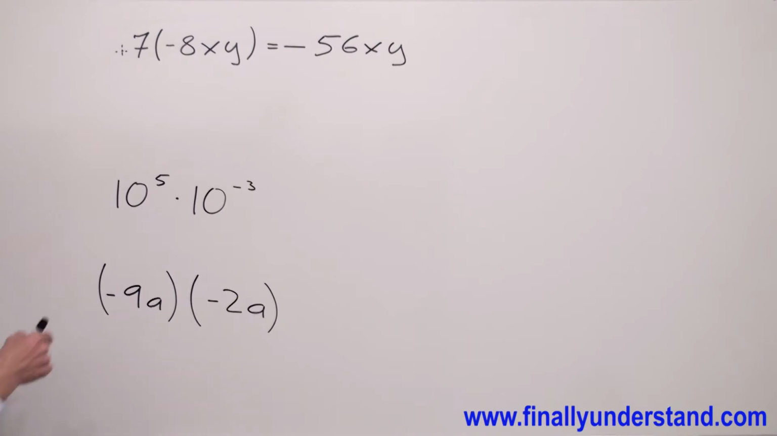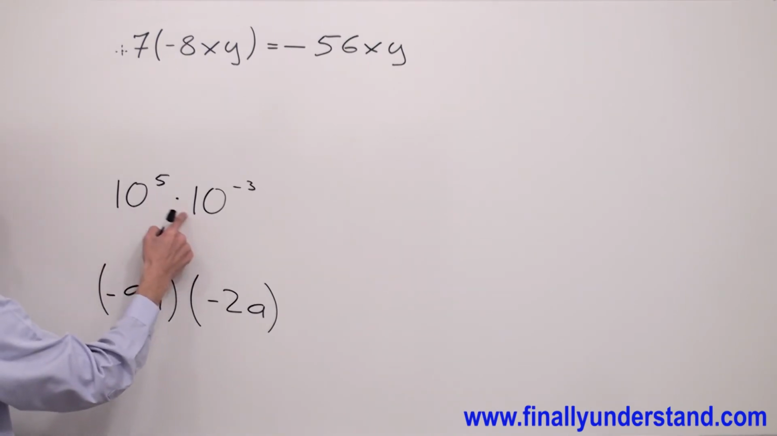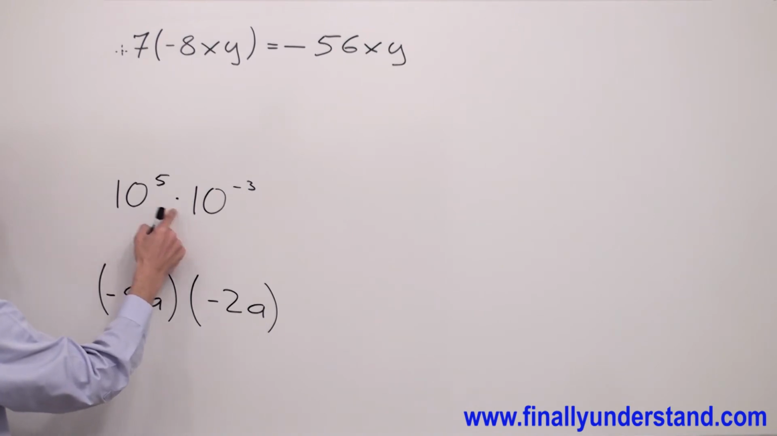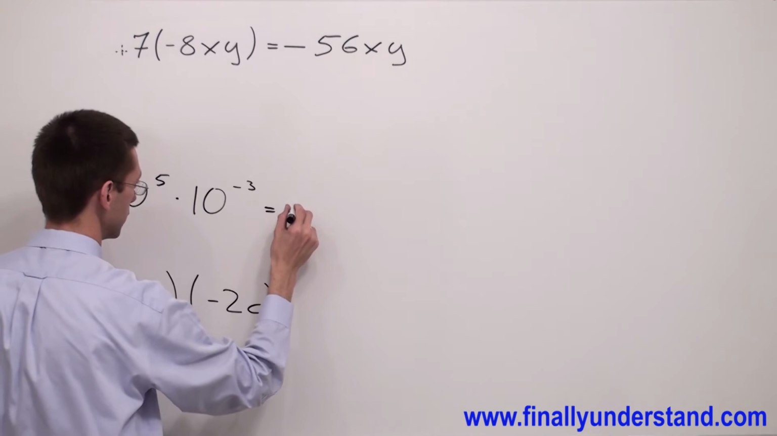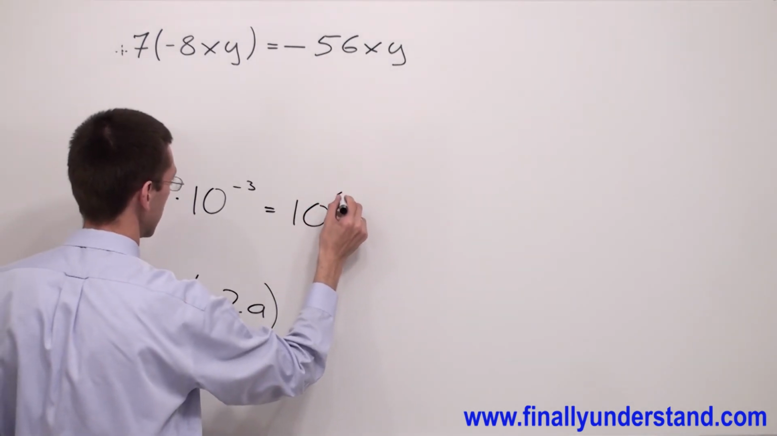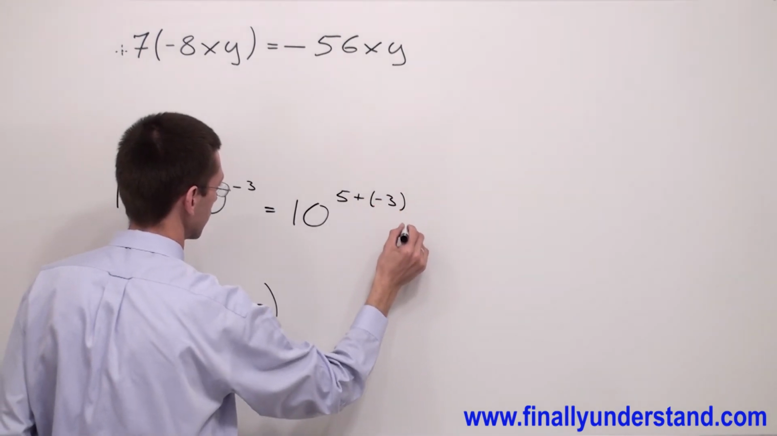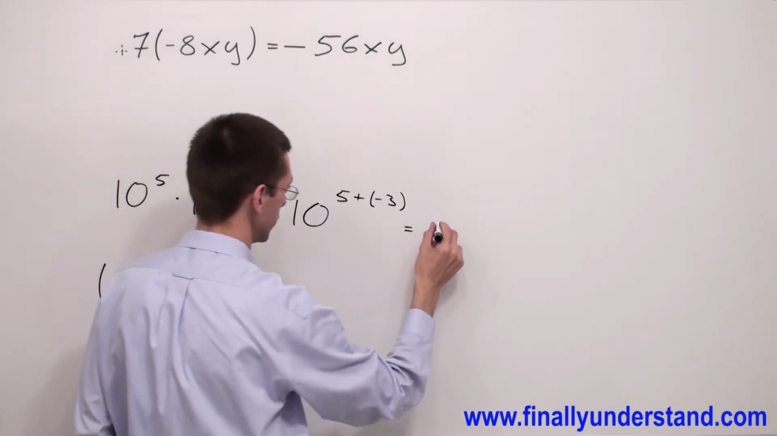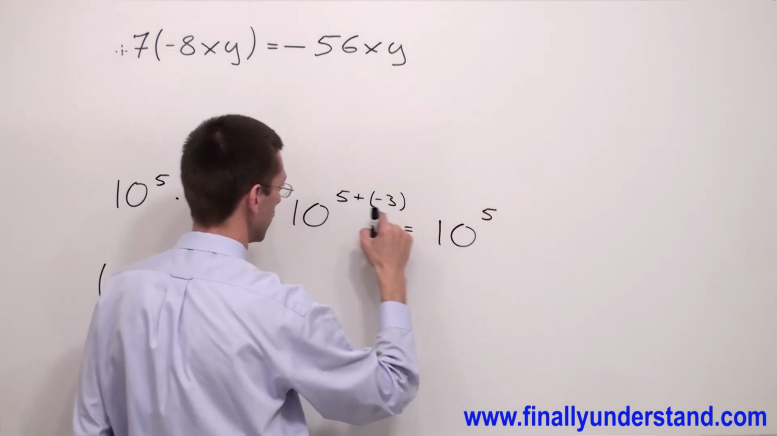Next, I have multiplication. Remember, anytime I multiply numbers with the same base, I'm supposed to keep the base and add exponents. That's why I copy the base, which is 10, and add exponents. I have 5 plus negative 3. This is going to be equal 10, and I have 5.